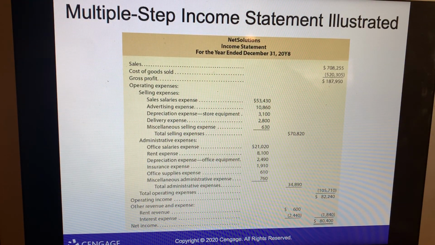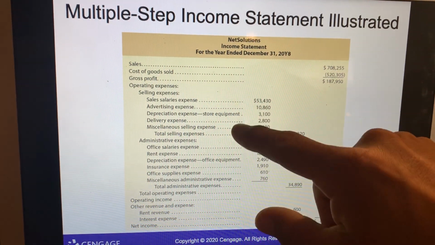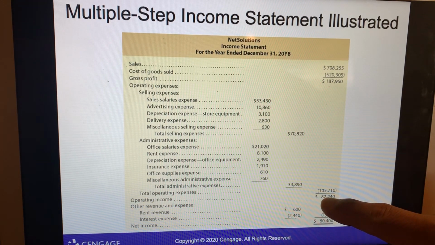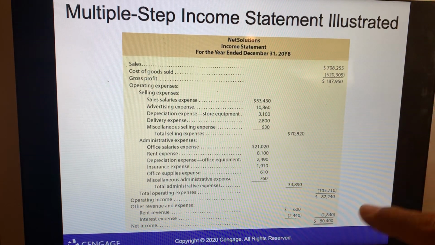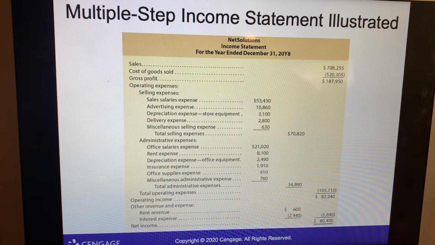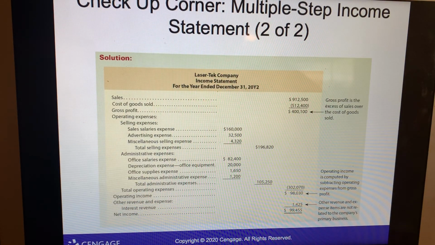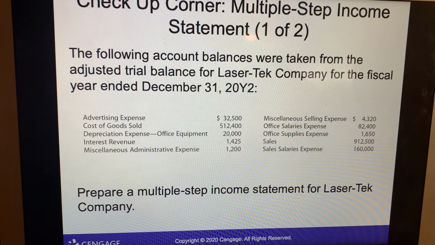Here's a multiple step income statement. So notice all of those little tiny steps: selling, administrative, and then our other revenue and expenses. So in all honesty, NAPI's income statement looks very similar to that. Okay, let's see. So here's another example. You can go through this in more detail. I won't read it to you.